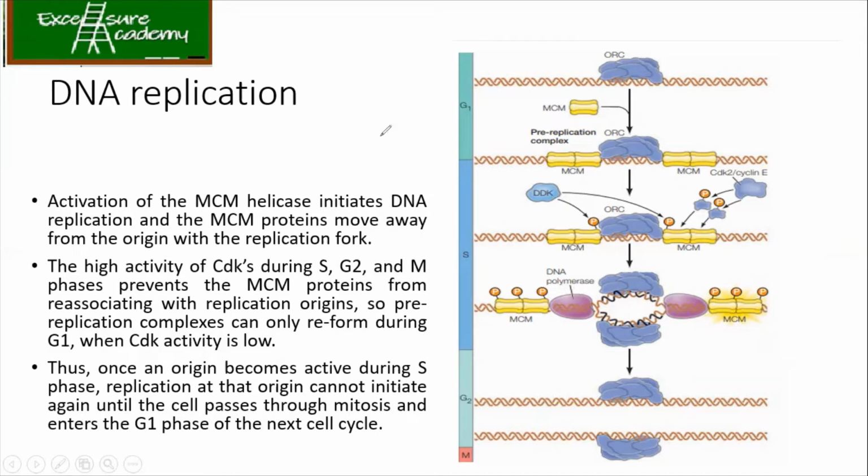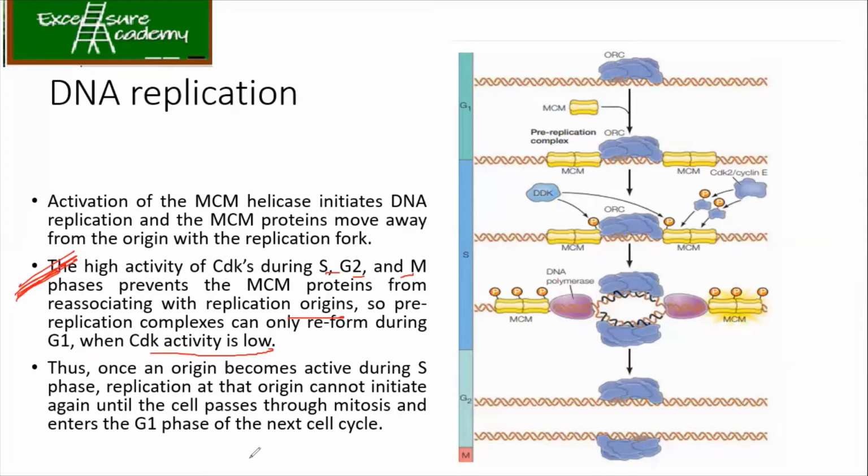See, there is a helicase and there is a helicase loader. What does the helicase loader do? It loads the helicase on the DNA only once, so that replication happens only once per cell cycle. So the high activity of CDK during S, G2 and M prevents the MCM proteins from reassociating with the replication origin. The pre-replication complex can only reform during G1, when the CDK activity is low. Please remember, okay?